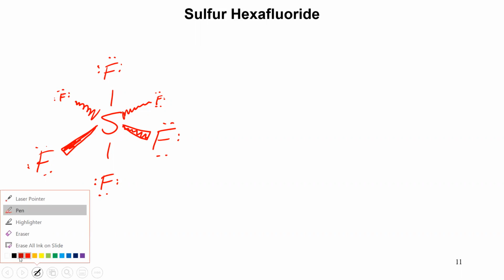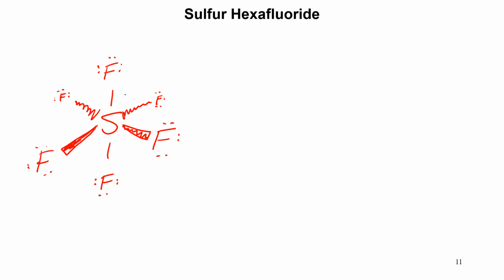And so hopefully you can see that all these positions are equivalent. And so we can rotate this molecule in space, and any pair of fluorine atoms will make a nice axis. And so we don't really differentiate between axial and equatorial in this geometry. All of our bond angles are 90 degrees. And so, again, that's why we call this octahedral.